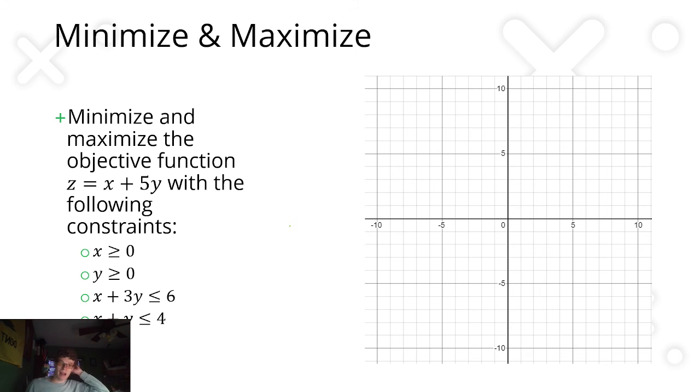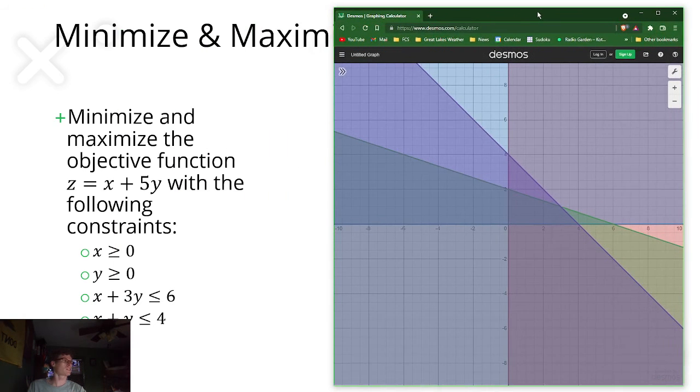All right, last thing, minimizing and maximizing. So minimize and maximize the objective function z equals x plus 5y with following constraints. All right, I actually have this one done on a graph, okay? So we are going to take a look at that. Let me pull it up. We're actually going to put it on the side here.